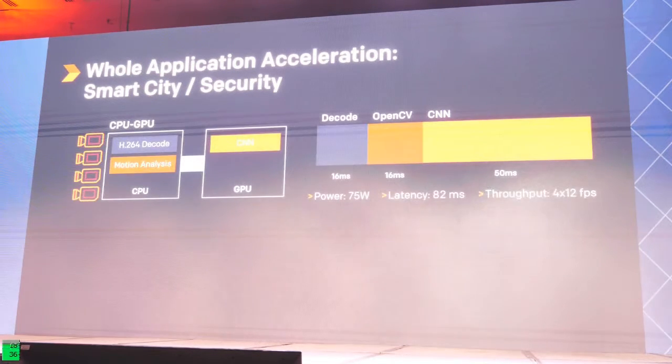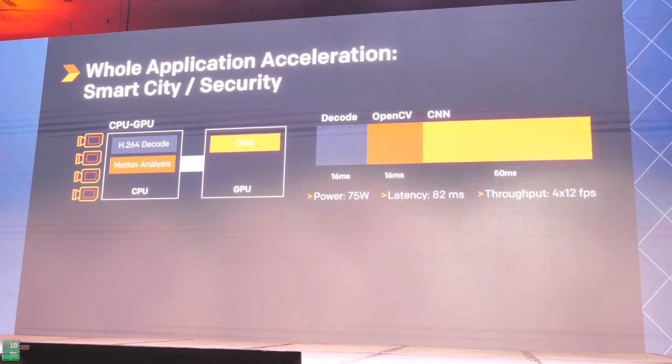Now, what I show here is the back-end engine of a smart city camera deployed in the cloud. Here, the application has been split between CPU and an accelerator. In this scenario, the accelerator happens to be a GPU, which can only accelerate the CNN function or your image classification function. And at this point, you get about 82 milliseconds of latency, 75 watts of power.